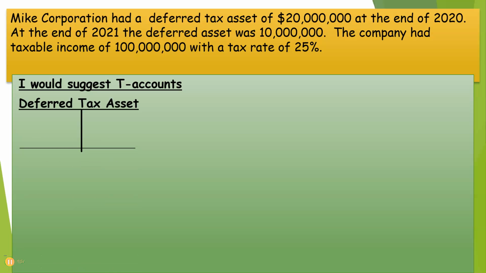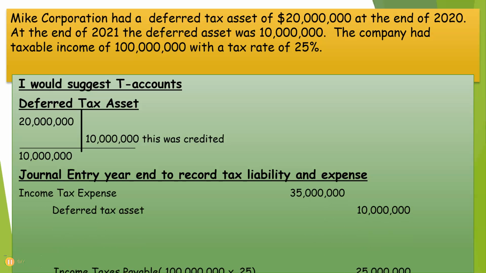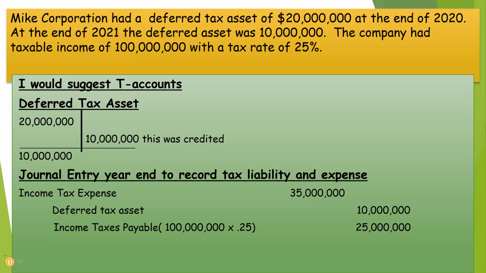All right, so there's our deferred tax asset, and it has $20 million in it, and we credit it with $10 million when we did our year-end taxes. So now we have a balance of 10. And the journal entry at year-end to record our tax liability and expense would have been income tax expense, deferred tax asset, income taxes payable. So that would be our journal entry. So that was credited to the account there.